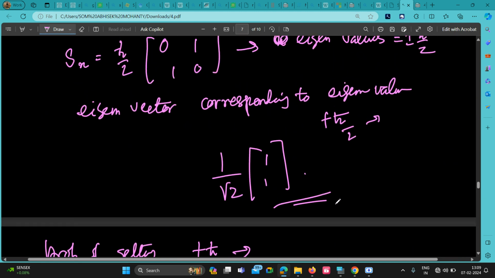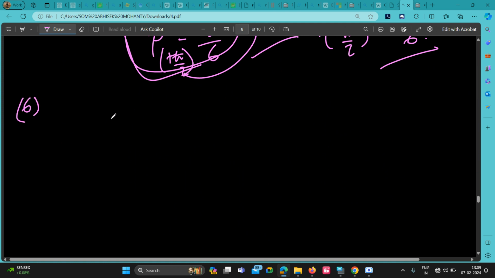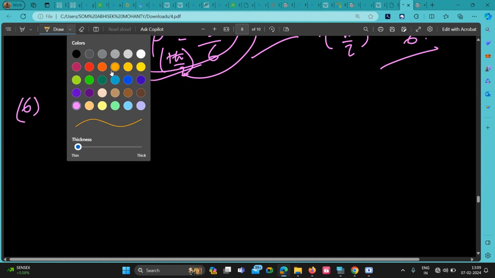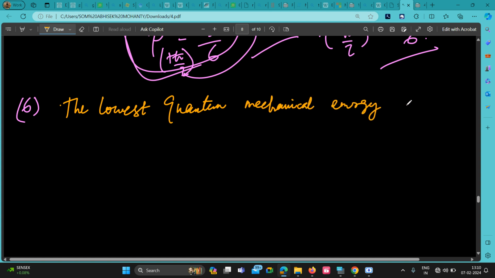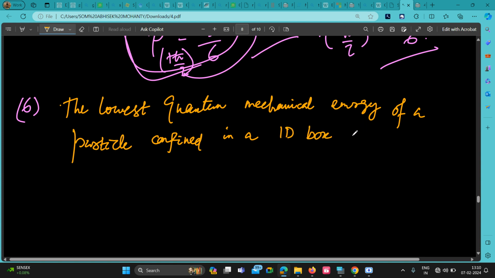Next question, question number 6. The lowest quantum mechanical energy of a particle confined in a 1D box of size L is 2 electron volt.